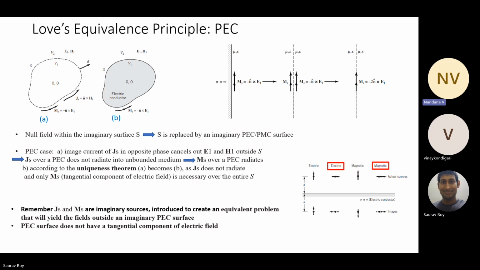JS is in the opposite direction. JS what? The image current, that is what I'm saying. The image current of JS. So all this happens because of the image current of JS. But the image current of magnetic current MS does not cancel out, because they are in the same phase.